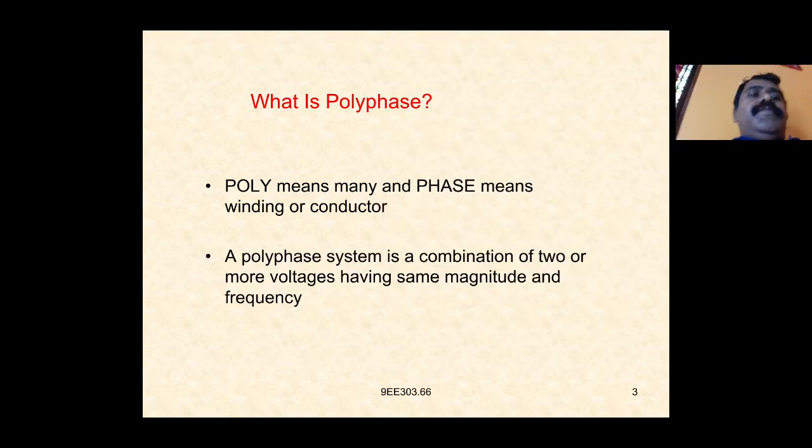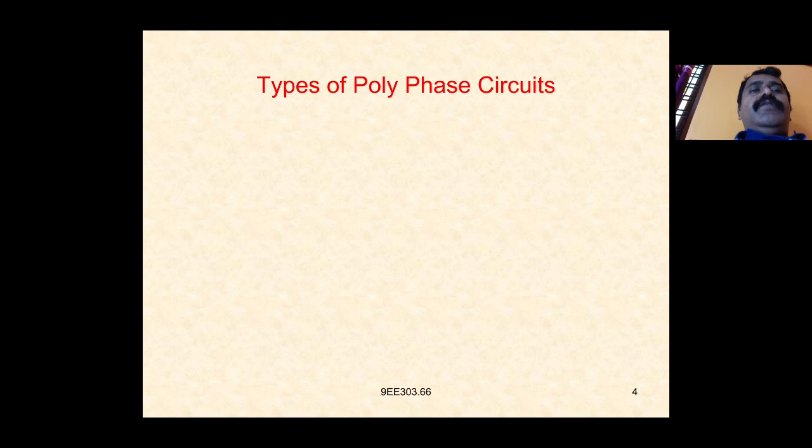The polyphase system is a combination of two or more voltages having the same magnitude and frequency. The types of polyphase circuits are the two-phase system and the three-phase system here.